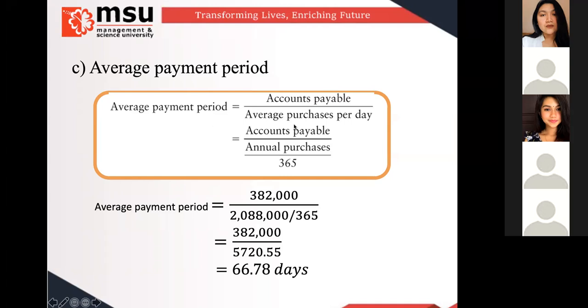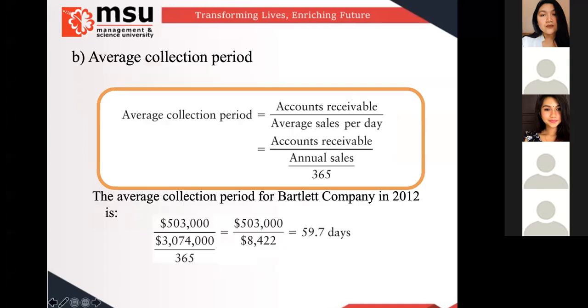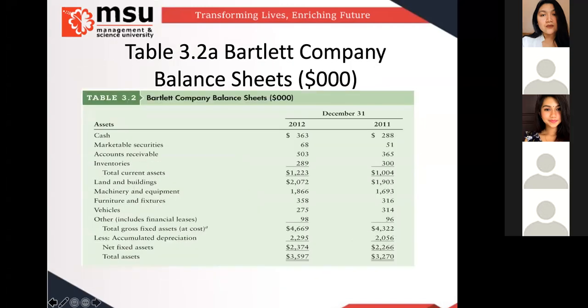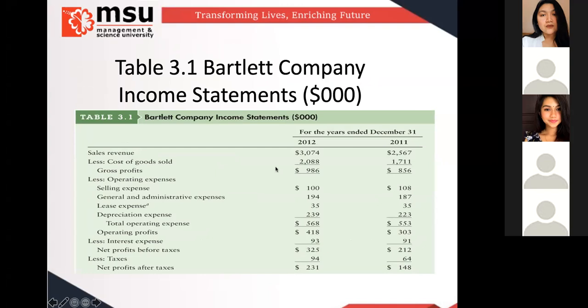Account payable, you can find it in the balance sheet, under liabilities. Account payable is part of current liabilities, so 382, you can find it in liabilities. For average purchases per day, we look into the income statement, under cost of goods sold, 2088. Cost of goods sold is also known as purchases.